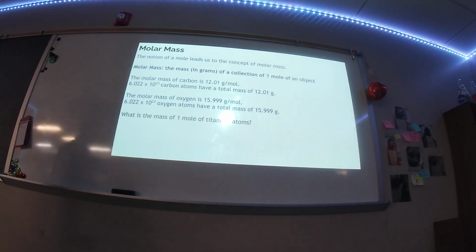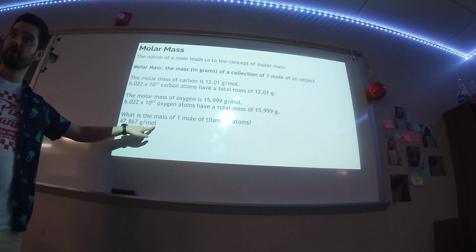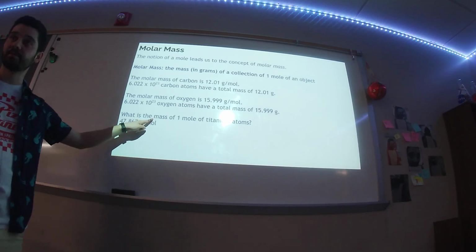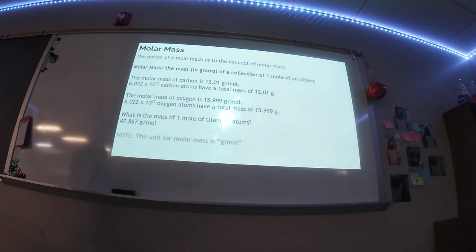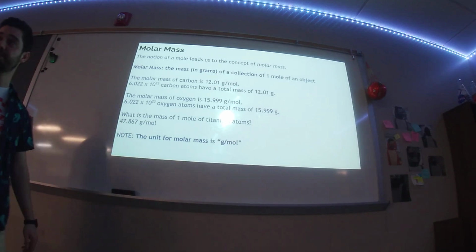Okay, what's the mass of 1 mole of titanium atoms? 47 point something? 867? Yeah. Okay, and the way we would write that in terms of the unit is grams per mole. This many grams per mole of atoms that I have. Okay, so the unit that we're going to be using for molar mass is grams per mole. Okay, it's a ratio.